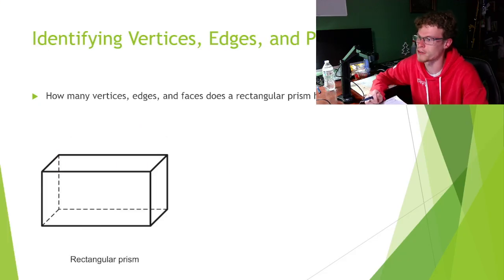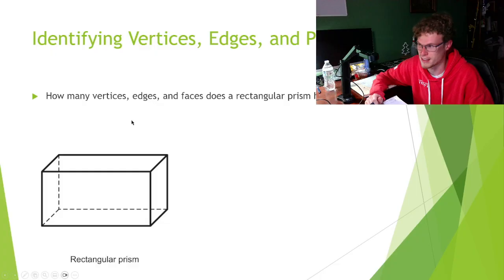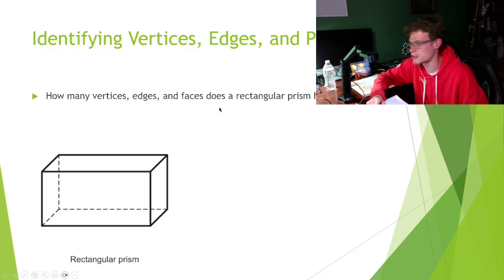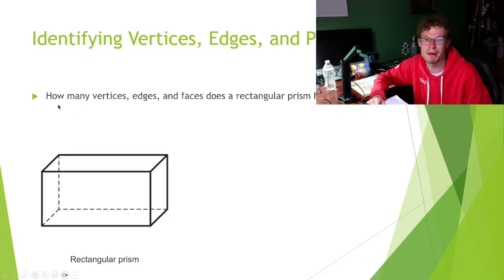Okay, so first of all, identifying vertices, edges, and faces. Okay, not whatever that starts with the P with. That's kind of an error on my part. But identifying vertices, edges, and faces. So for example, let's take a rectangular prism. The question is, how many vertices, edges, and faces does a rectangular prism have? This is number 1, I believe, in your chapter review.